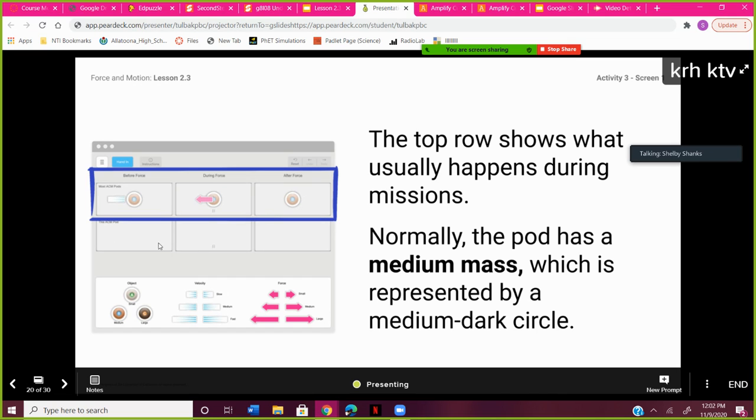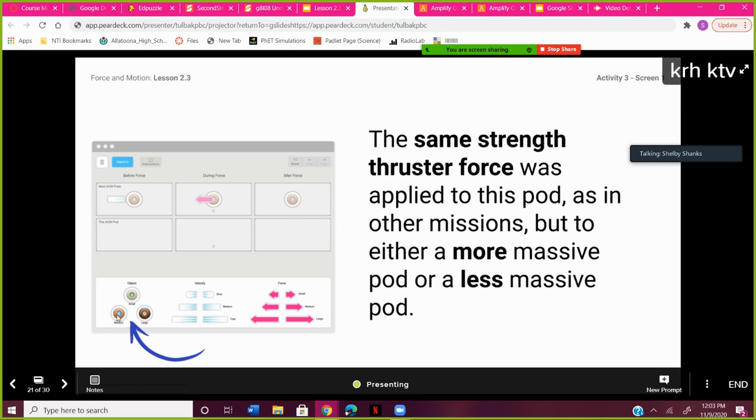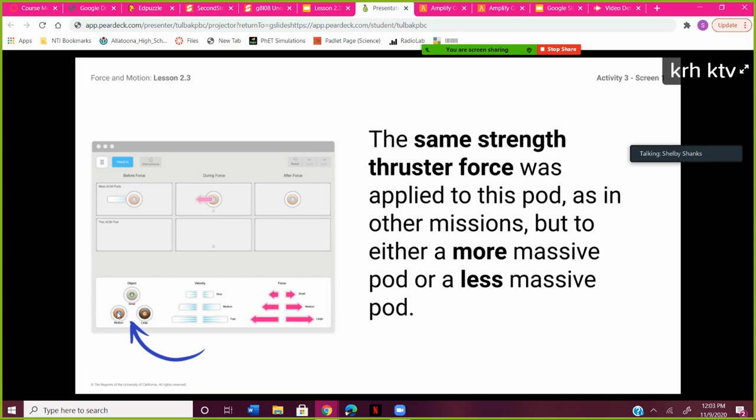Right? What you are going to show is what happens for claim 1 and claim 2 down here at the bottom. So the same strength thruster force was applied to this pod as in other missions, but to either a more massive pod or a less massive pod.